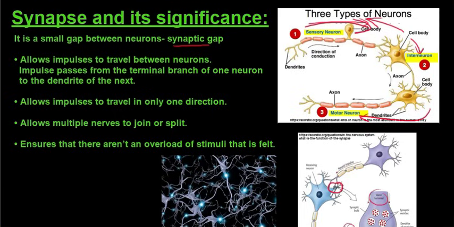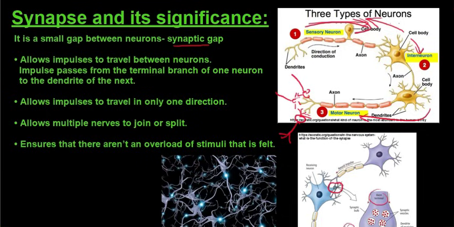It also allows multiple nerves to join and split. So at this terminal branch of this motor neuron, you could have the dendrites of a next motor neuron coming in, and even one over there and another over here.